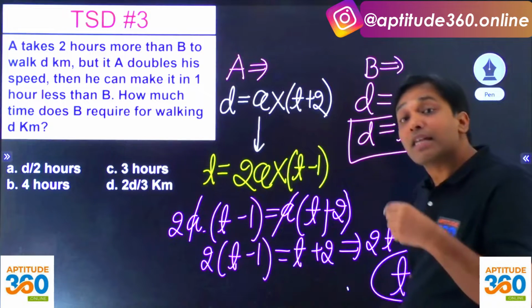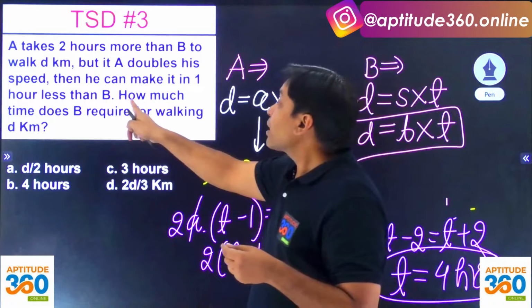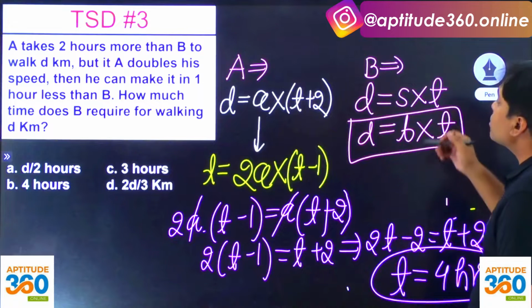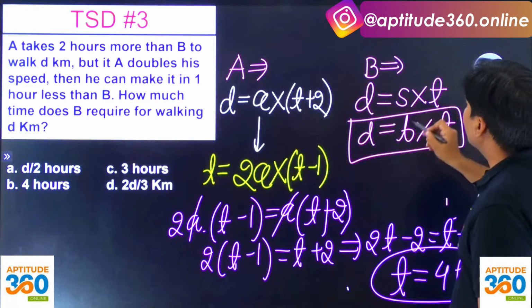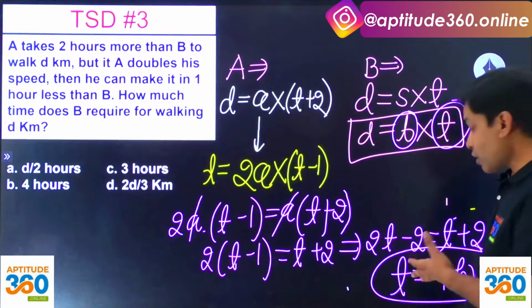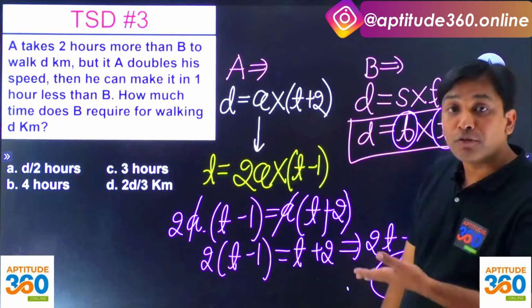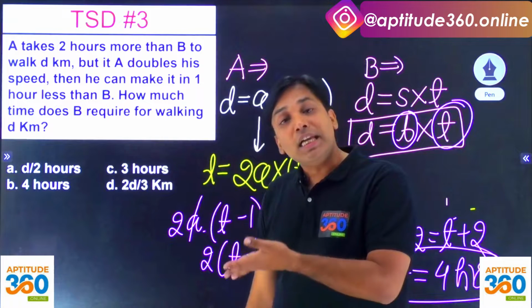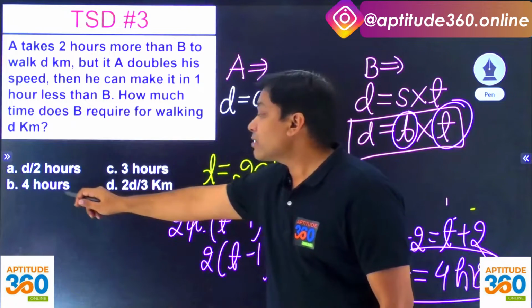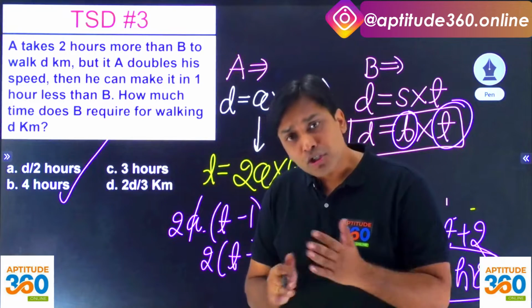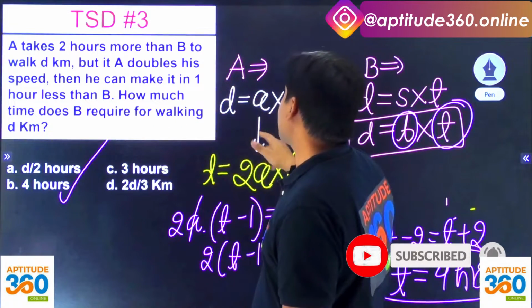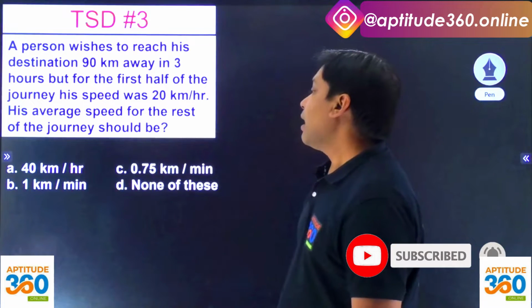And what are they asking you in the problem? They are asking how much time B requires. What is the speed of B? B kilometer per hour. And what is the travel time of B? It is T hours. And this is what you have found out, the value of T. T hours is what B takes to travel the distance. So what is going to be the answer? This is the answer. And this is such a simple problem. If you understand its conditions, then this problem can be solved very easily. Alright then.